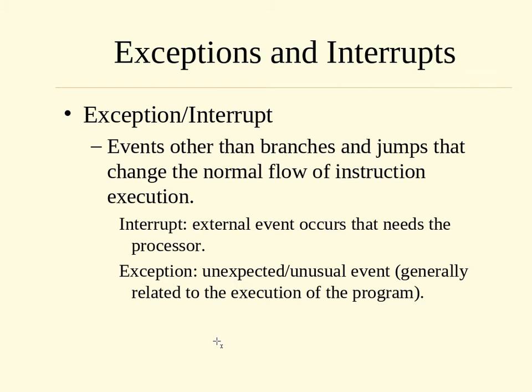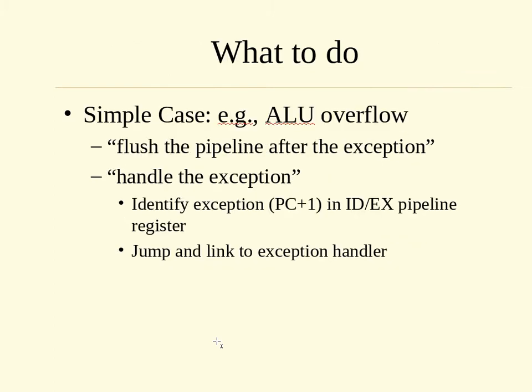So exceptions are events other than branches and jumps that change the flow. For example, you hitting a key on the keyboard, a timer says, hey, look, the timer's gone off, received network data, an exception happens. So the question is, how do we deal with them? And what do we do? Well, or for example, the ALU overflowed, or you divided by 0. You can flush the pipeline after the exception or handle the exception.